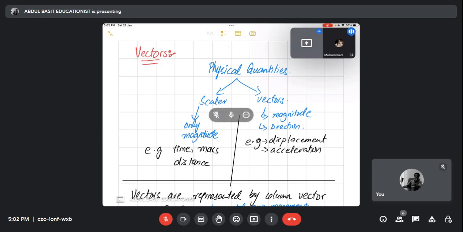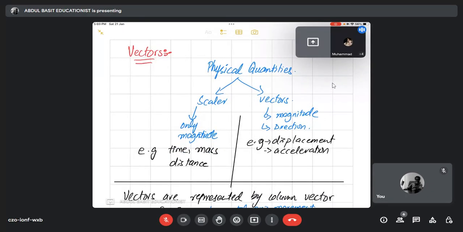Today we are going to revise what vectors were. ठीक है? We studied yesterday. हमने कल इन vectors को पढ़ा है, and now we are going to see what vectors were.